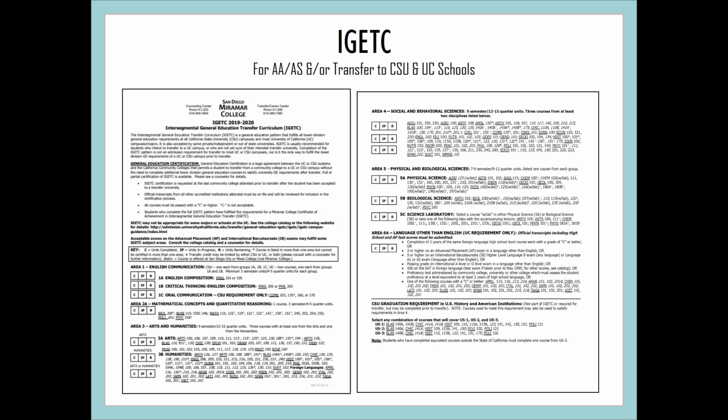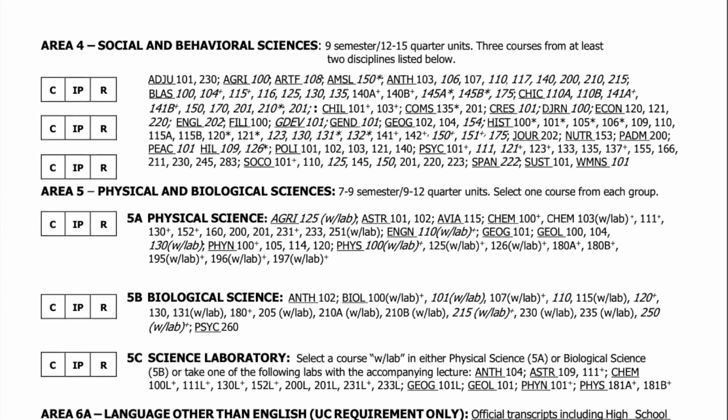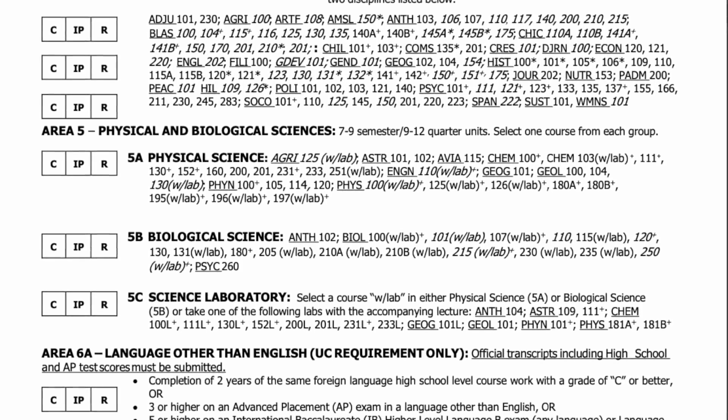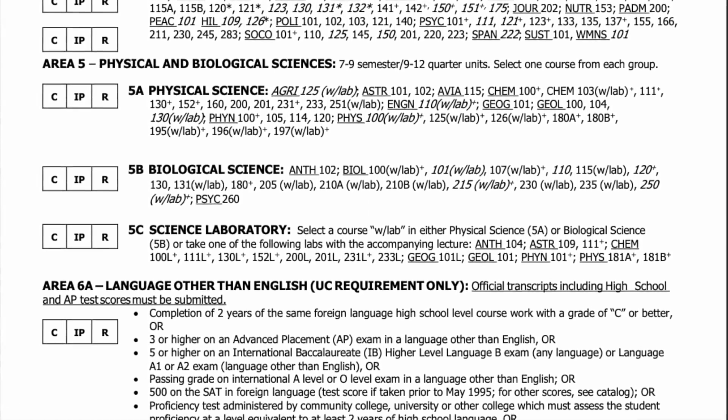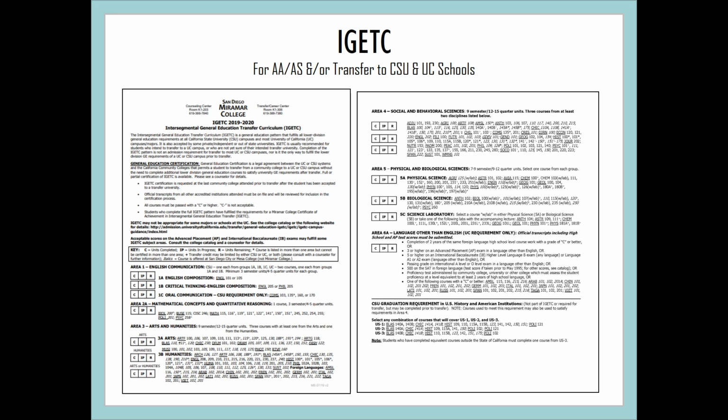The pattern consists of 5 areas, with a 6th area for those transferring to the UC system. Area 1, English Communication; Area 2, Mathematical Concepts and Quantitative Reasoning; Area 3, Arts and Humanities; Area 4, Social and Behavioral Sciences; Area 5, Physical and Biological Sciences; and Area 6 for the UC system only, Languages other than English. Each area details the specific courses needed to satisfy the requirement. Please take some time to choose which pattern you will be following. Remember, if you are undecided or plan on transferring to multiple universities, IGETC is the recommended pattern for you.